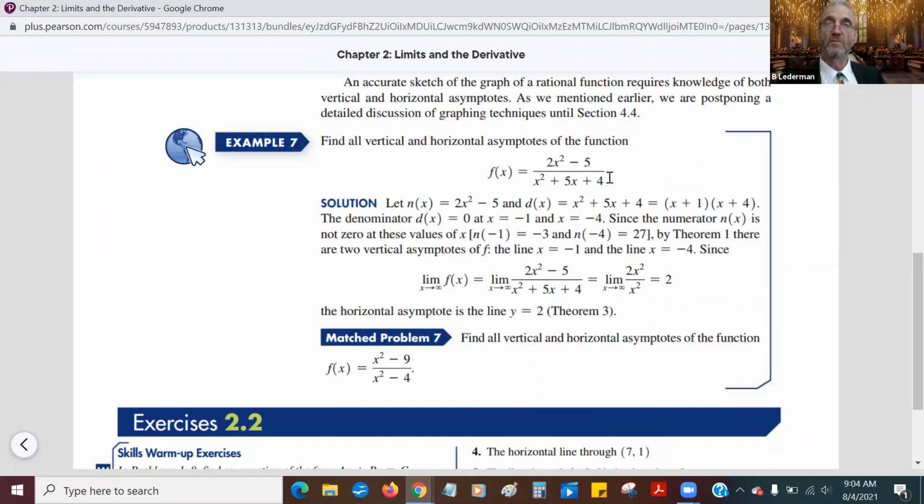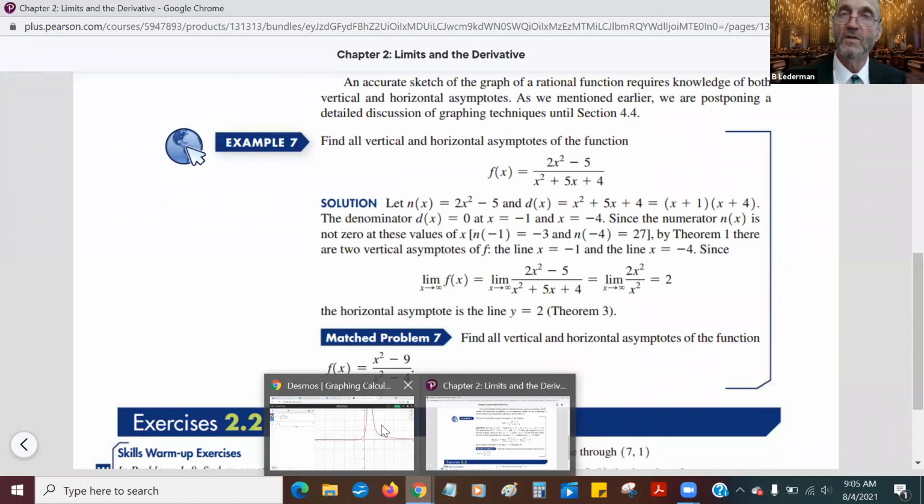So I'm just looking at the bottom. That's my strategy. I'm seeing when the bottom equals 0, and I'm just checking that that value doesn't make the top equal 0 as well. Since -1 and -4 do not make the top equal to 0, those are two vertical asymptotes. And as far as the other one, it's just going to be 2 over 1 basically, because x squared is the same power, so it's going to be 2 over 1, which is what it says right here too. Let's just for fun graph this. 2x squared minus 5. Let's see what it looks like. I'm curious. And that'll be it for this lecture.